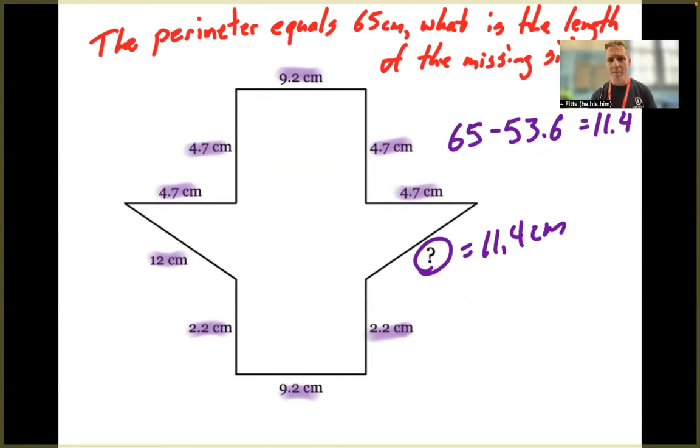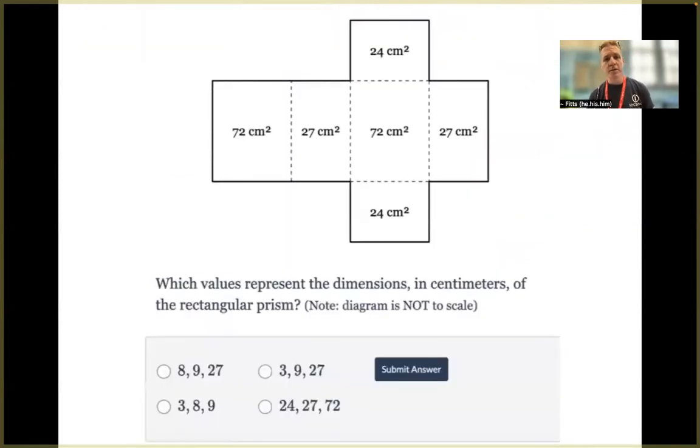All right, let's look at the next type of problem. This is very similar to the diagnostic test that you took way back when. And so you'll see this sort of thing here, and it's a multiple choice question. Which values represent the dimensions in centimeters of the rectangular prism? Note, again, this is not drawn to scale.